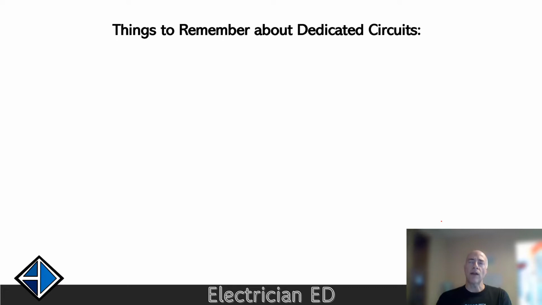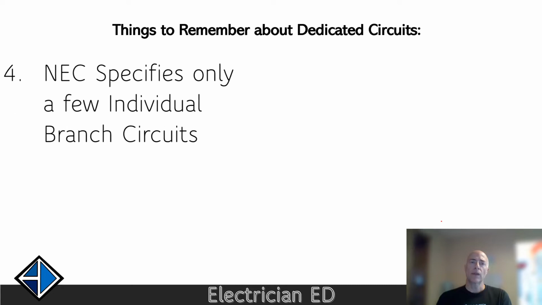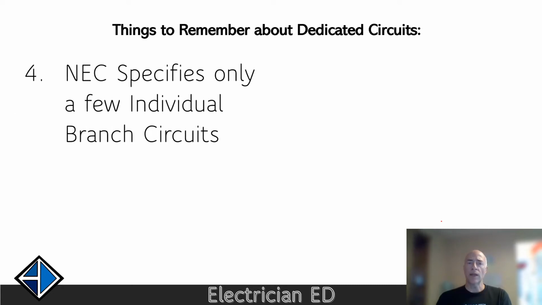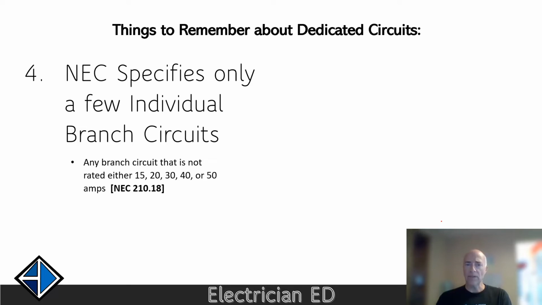There are only a handful of items actually in the NEC that call for individual branch circuits. Any branch circuit that's not rated 15, 20, 30, 40, or 50 amps. So if you have equipment that needs protection rated differently from these standard overcurrent protection device ratings, whether it's smaller or larger, it must be fed from an individual branch circuit. An example might be something that calls for a maximum of 25 amps.